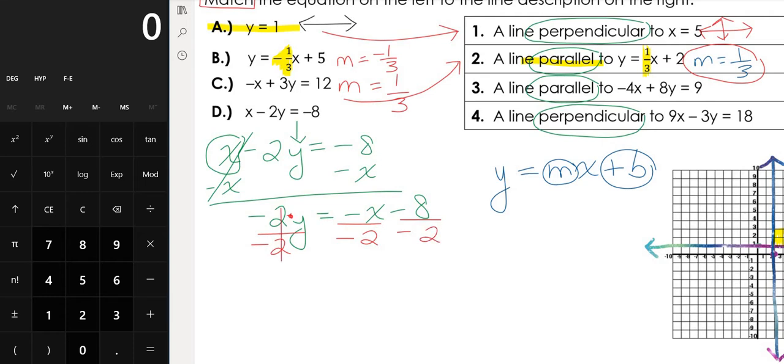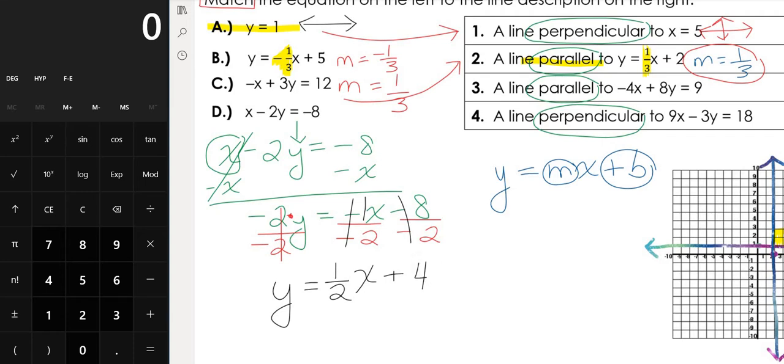It cancels on the left. So we're left with y equals. Now, to the right of the equal sign, we have an invisible -1 in front of the x. Notice we're dividing -1 by -2. The double negative will cancel, so you're going to get a positive number. 1 divided by 2 is just 1/2. Keep the x along for the ride. And then we have -8 divided by -2. Again, double negative becomes a positive. 8 divided by 2 is 4.